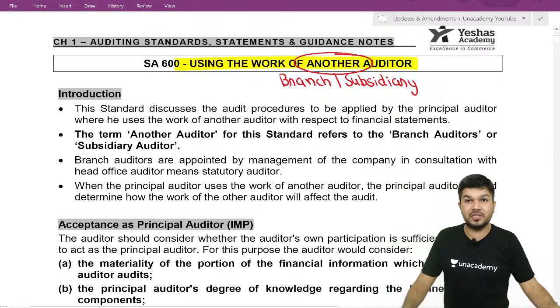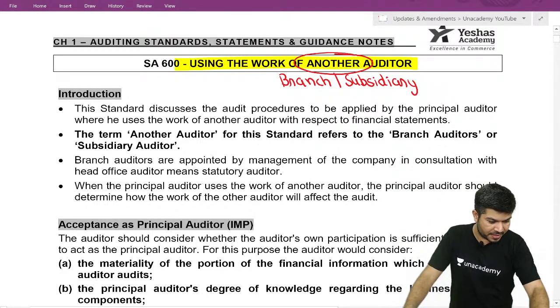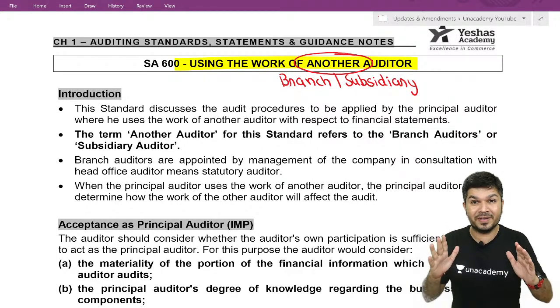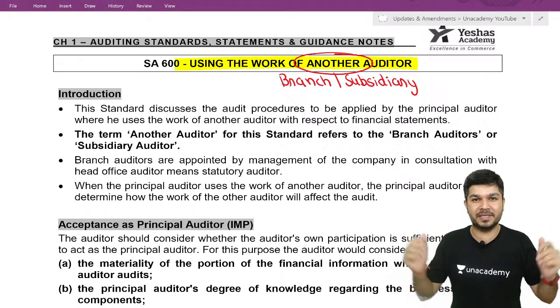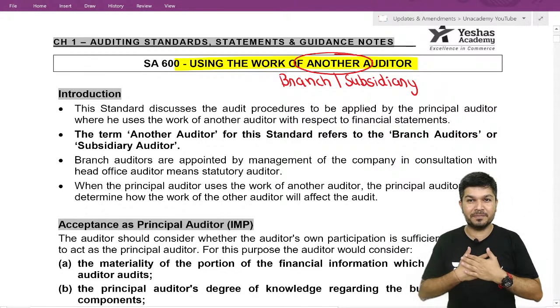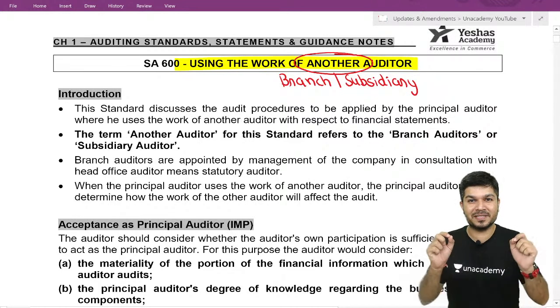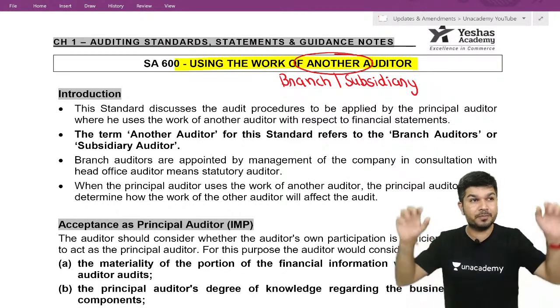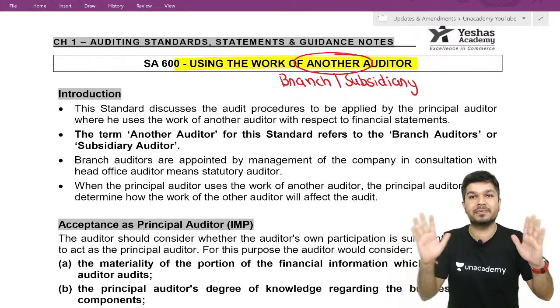It is a branch auditor or a subsidiaries auditor. Now imagine you are an auditor of HO, or I can say the entire company. Branch is audited by someone else. I am an auditor of the company as a whole. Question: would I report only on HO, or would I report on the entire company including branches?